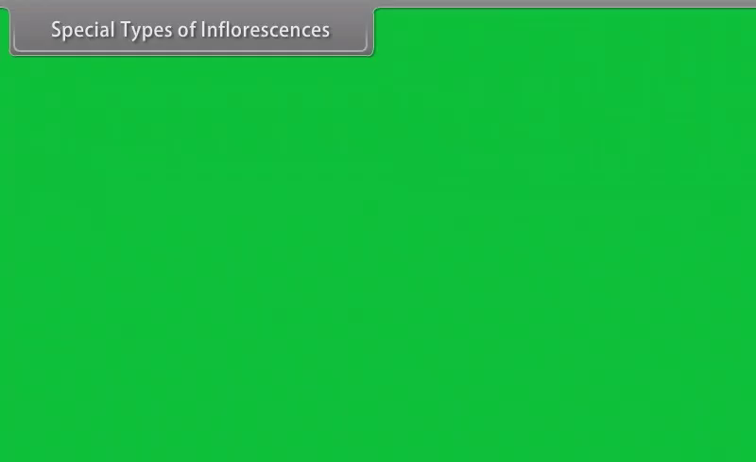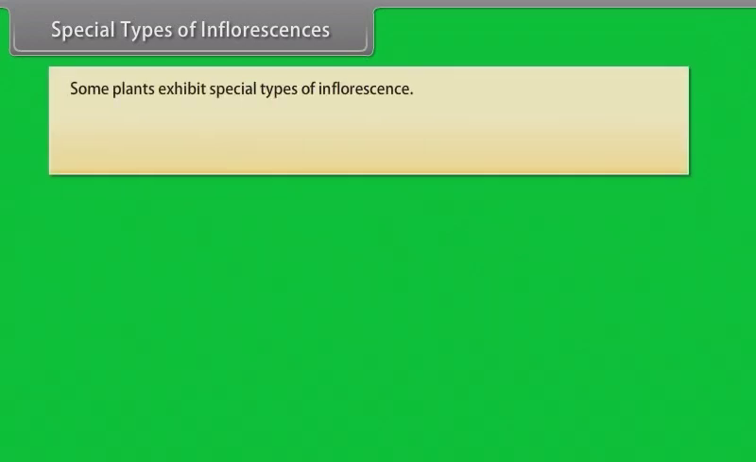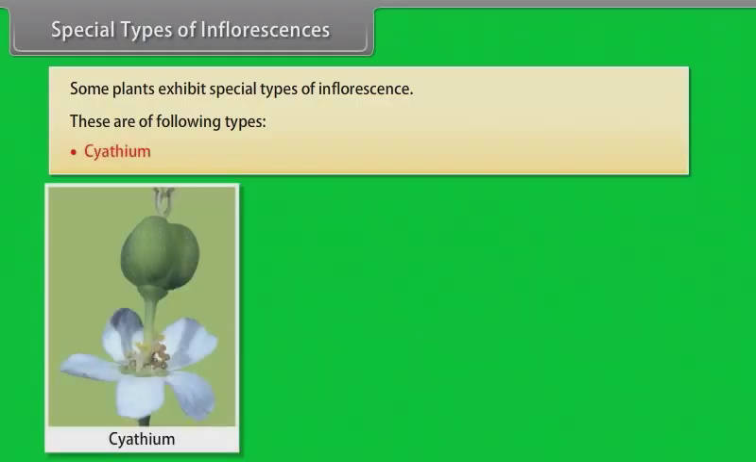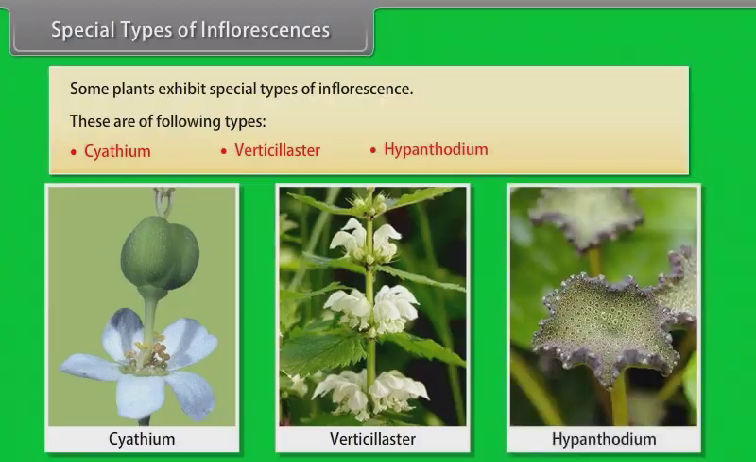Special types of inflorescences. Some plants exhibit special types of inflorescence. These are of following types: Cyathium, Verticillaster, Hypanthodium.